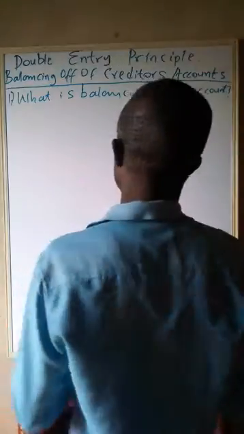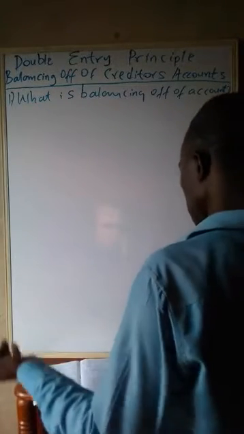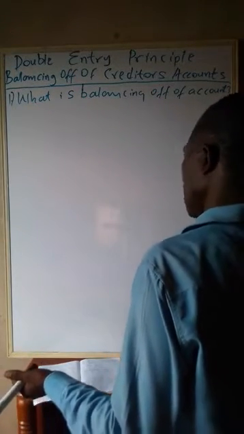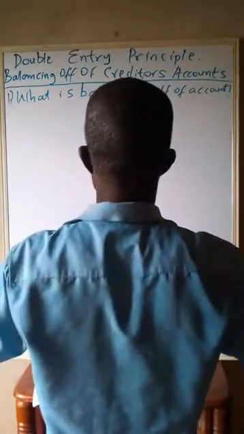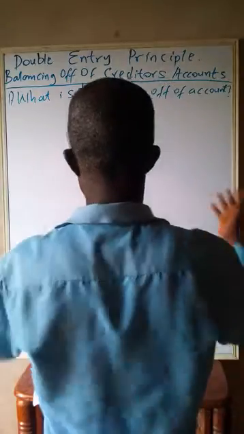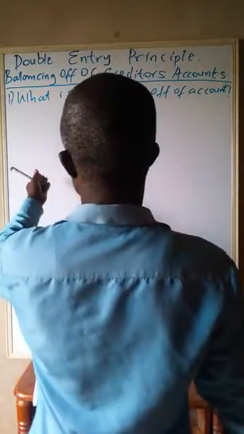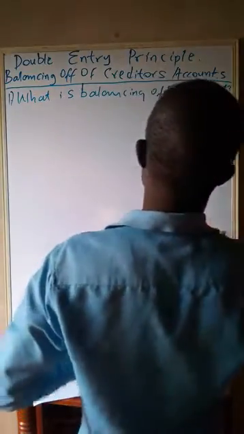You put a single line above the total figure and a double line under the total figure at the end of a financial accounting period. You just make the two sides equal. That is balancing of account. If 10 is on the debit side, 10 has to be on the credit side. They have to be equal.